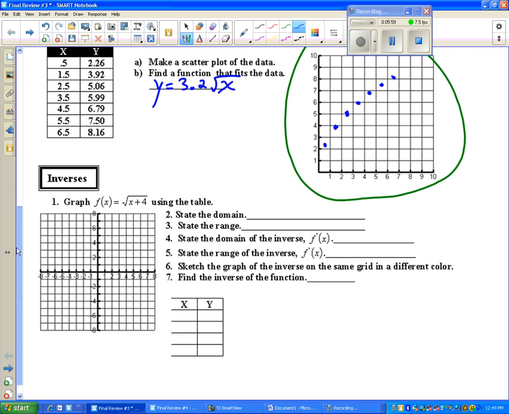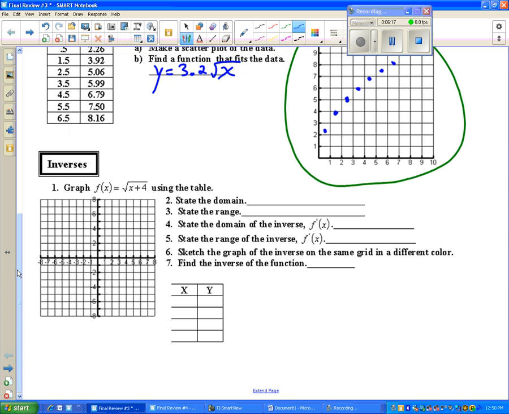Graph f of x equals the square root of x plus 4 using the table. Remember how we did this. There were a couple of ways of doing this. The first way is we can work this backwards.